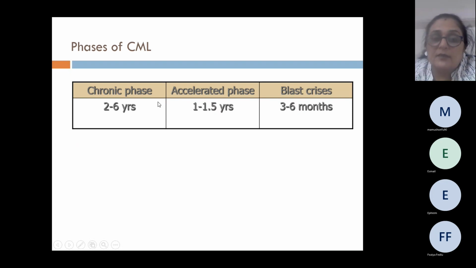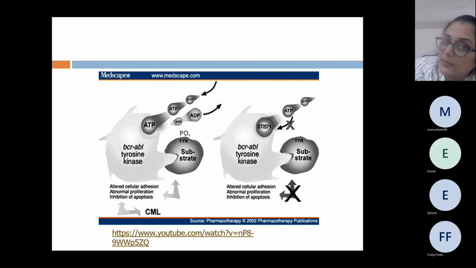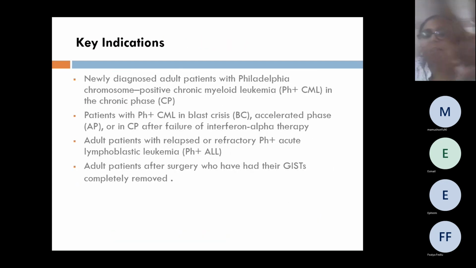So your imatinib is approved and can be used for newly diagnosed patients, that means patients who are coming for the first time and who are in the chronic phase. And of course, they are Ph positive patients, that means Philadelphia chromosome positive patients. Patients with Philadelphia chromosome positive CML, which are in the blast crisis, accelerated phase, or in the chronic phase, it can be used, but after the failure of interferon alpha.